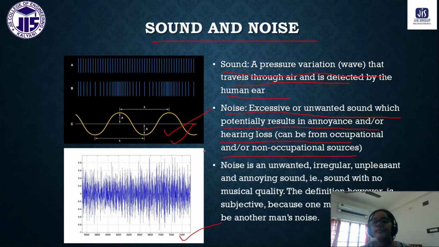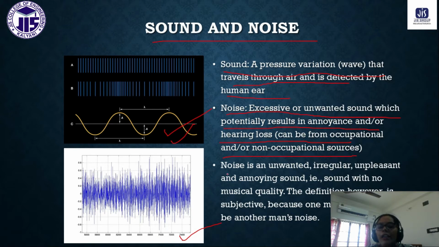And noise is the excessive unwanted sound, whose wave function is not maintaining the periodicity. At some point it will be very high, at some point it will be low; the amplitude will be very high, then the amplitude will be low. This type of wave function is called noise.